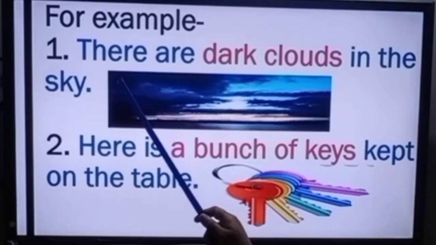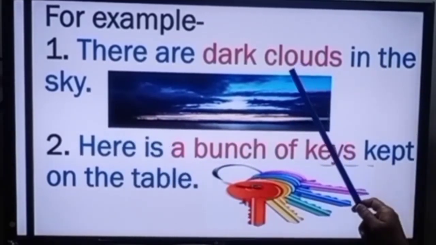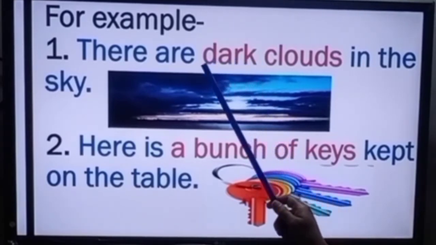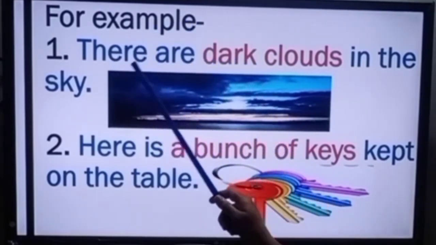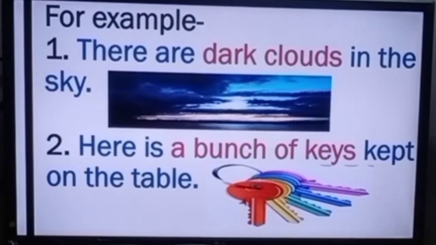For example, there are dark clouds in the sky. You can see that this sentence begins with there, and we have written dark clouds as a subject after the verb. In the second example, here is a bunch of keys kept on the table. So you can see that a bunch of keys is the subject that is written after the verb is, right?